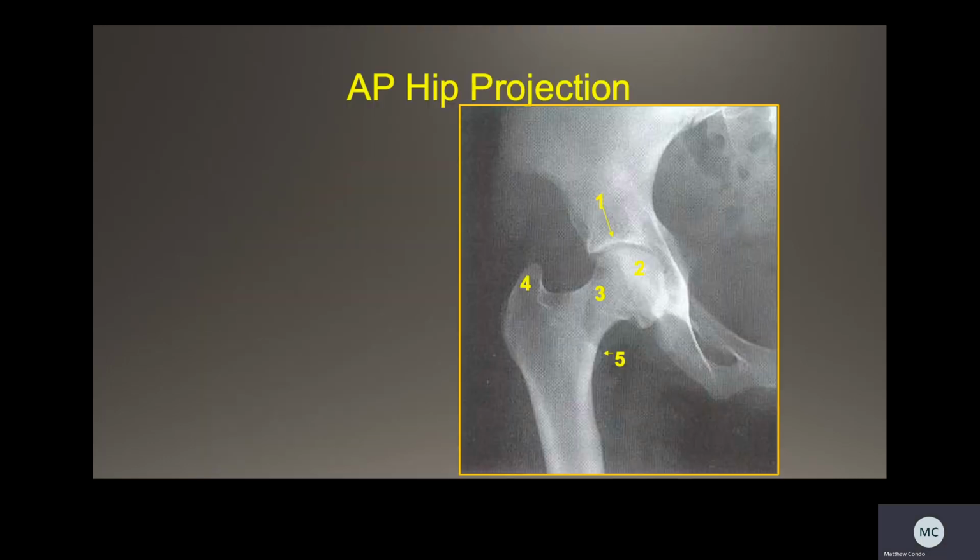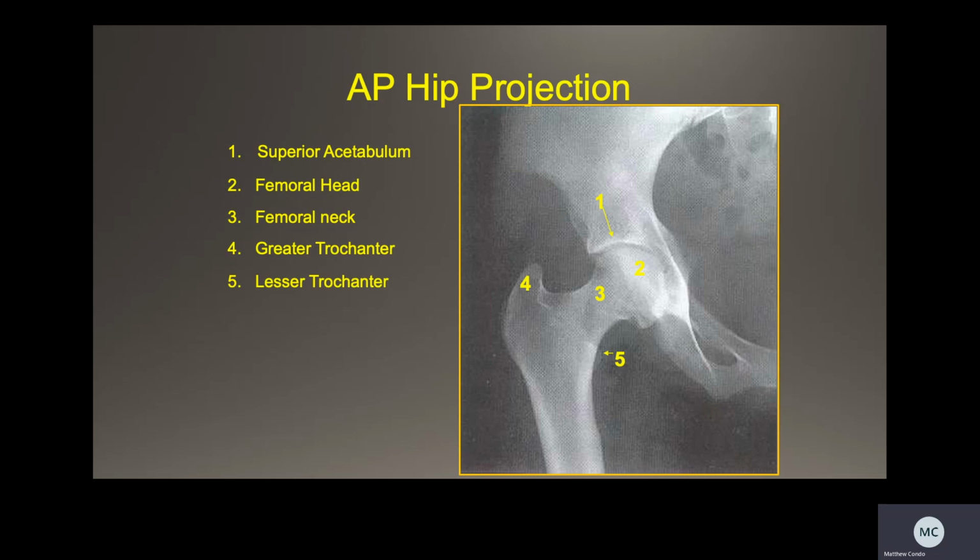So when we look at an AP hip projection, this is essentially what we're going to see, right? So we can see several different anatomic structures and anatomic landmarks via radiograph. So number one is going to be that superior acetabulum. Number two is going to be the femoral head. 3 is going to be the femoral neck. 4 is going to be the greater trochanter. And 5 is going to be the lesser trochanter.